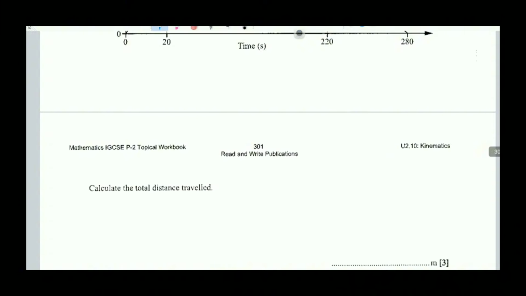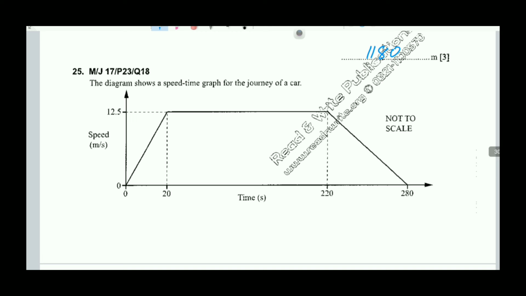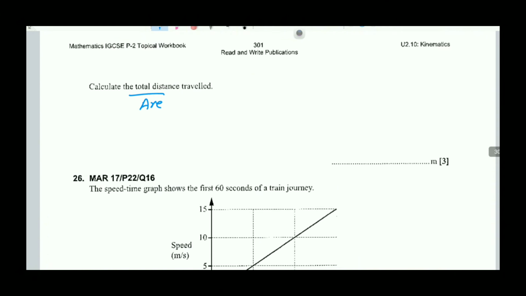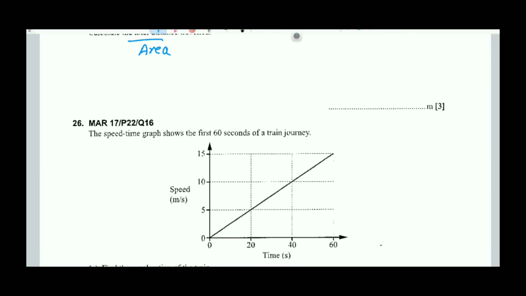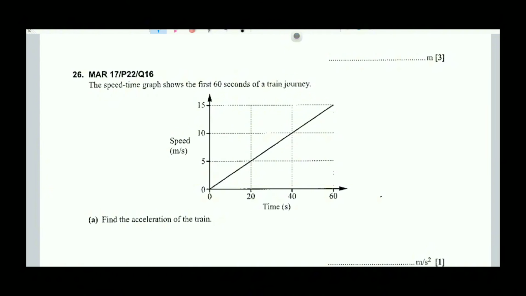So next question, calculate the total distance. Very simple. Total distance here means area. You have to find the area of this shape. Very easy. Two triangles plus one rectangle, or one trapezium plus one triangle. Okay. The speed time graph shows the first 60 seconds of the journey. Next question is also very easy.